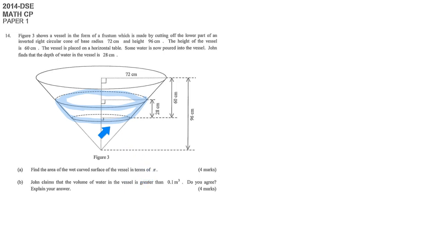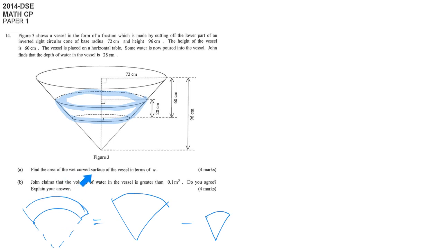Before we set up the strategy, we need to realize that we are talking about the middle layer's curved surface area. To get this layer, our strategy: if we scratch it on a table, it should be something like this, and it comes from a larger curved surface area minus the smaller curved surface area. That's our strategy. How can we find out the wet curved surface area of this vessel?